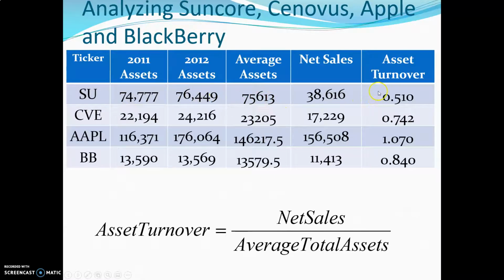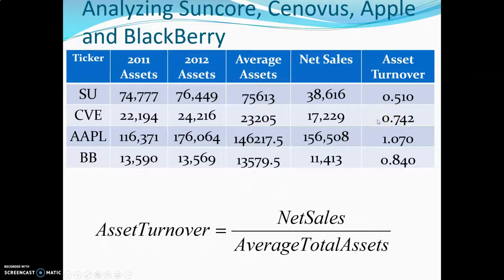What we start to see is we get asset turnover ratios on the right-hand side. So what exactly does this tell us? Well, if we were to compare Suncor and Cenovus, it's saying that Cenovus is getting about 74 cents for every investment in an asset, whereas Suncor is getting about 51 cents return from their assets. So when we compare the two, it's saying that Cenovus is much more efficiently using its assets.